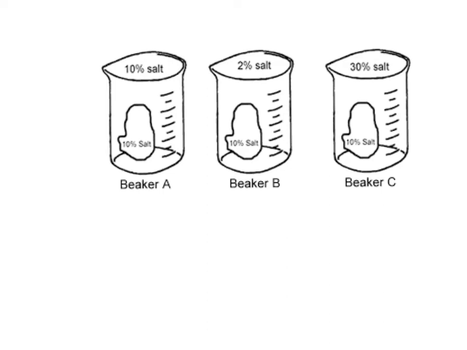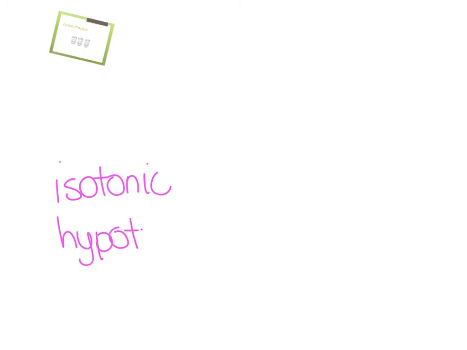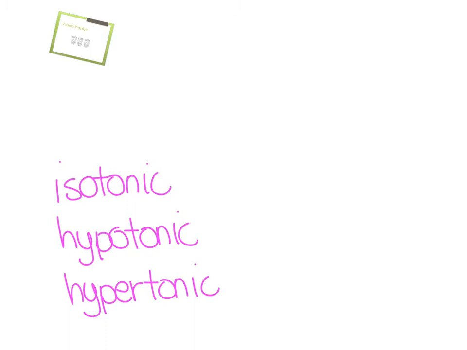With tonicity, you had 3 options, right? What were your 3 options? So we had isotonic, hypotonic, and hypertonic. So isotonic meant what? What was equal?